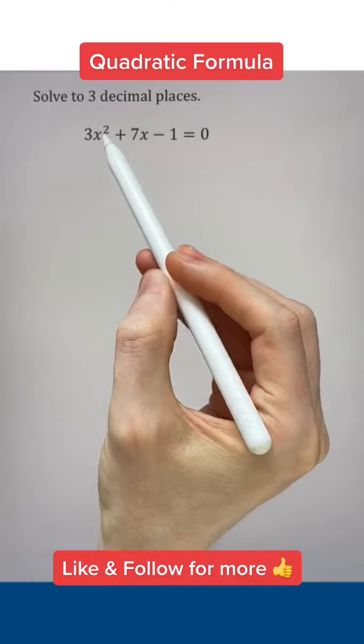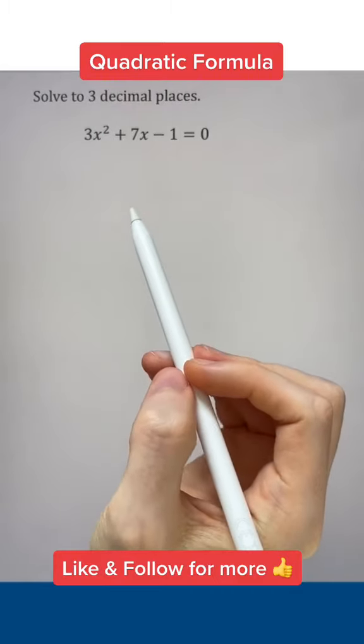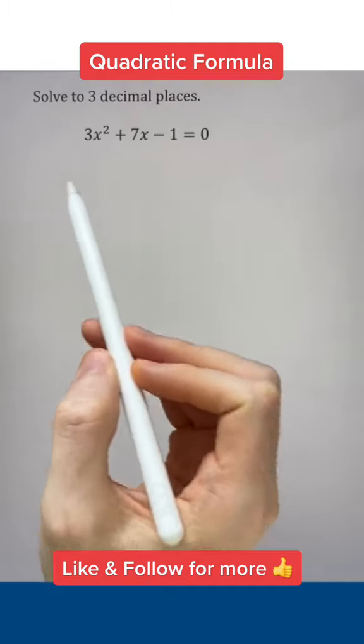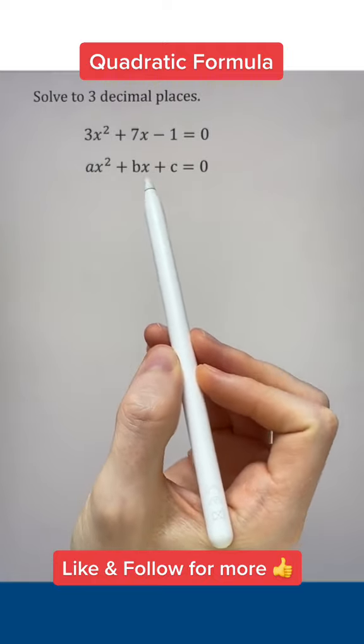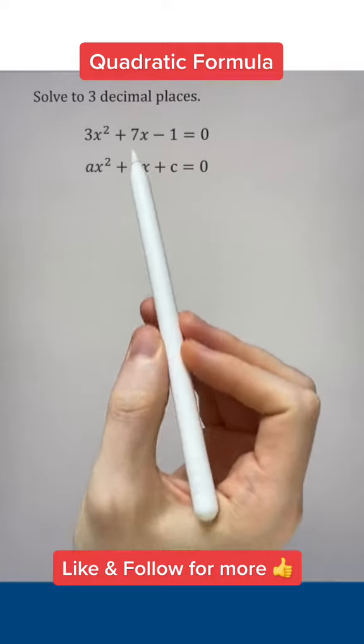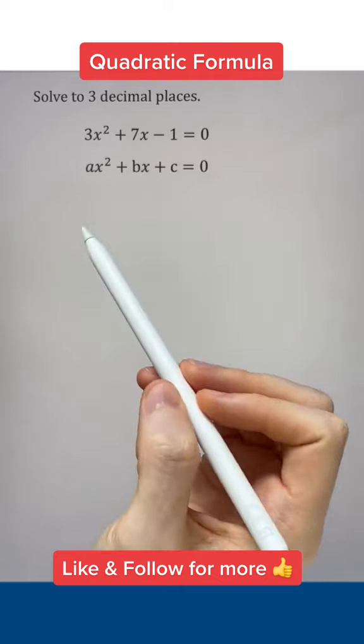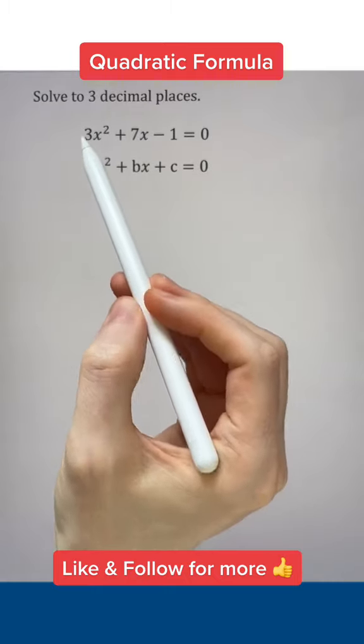As I'm asked to solve a quadratic to 3 decimal places, I know I must apply the quadratic formula. My first step is that my quadratic must be the form ax squared plus bx plus c equal to 0. If it's not already that form, we need to start by rearranging. As my quadratic is already the correct form, I can simply now read off my coefficients, i.e.